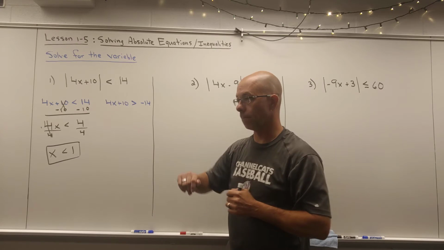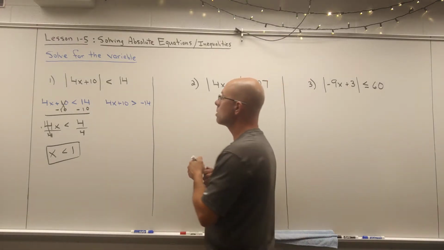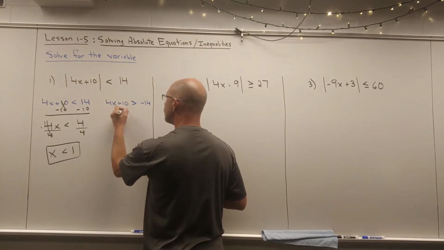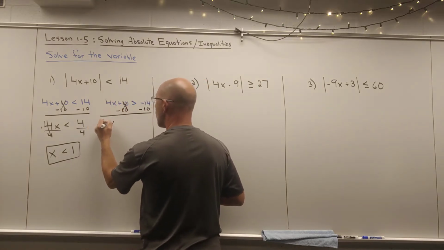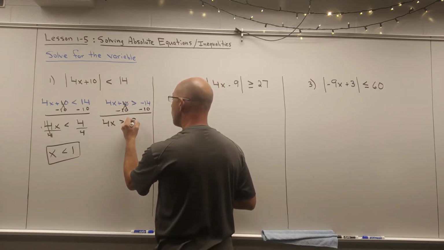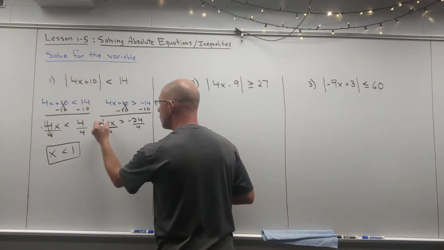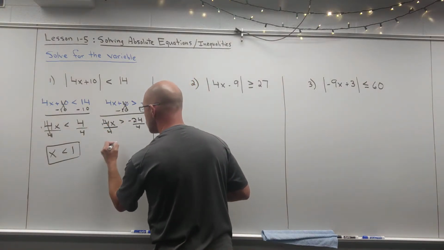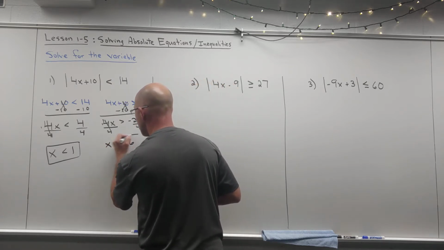Now we go to this one. And we've learned how to solve inequalities. That was in a previous lesson. So, subtract 10. 4x greater than negative 14 minus 10 is negative 24. Divide both sides by 4. 4 divided by 4 is 1. 1x is greater than negative 24 divided by 4, which is negative 6.